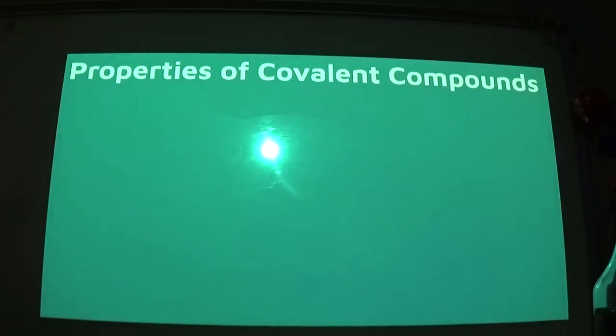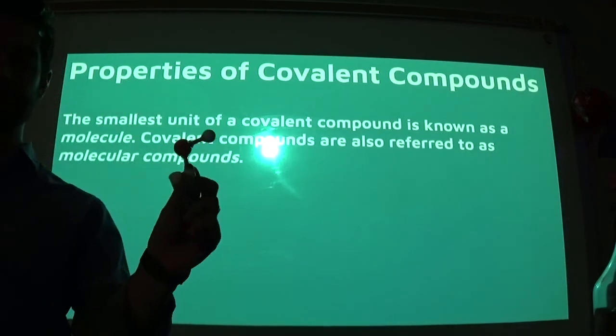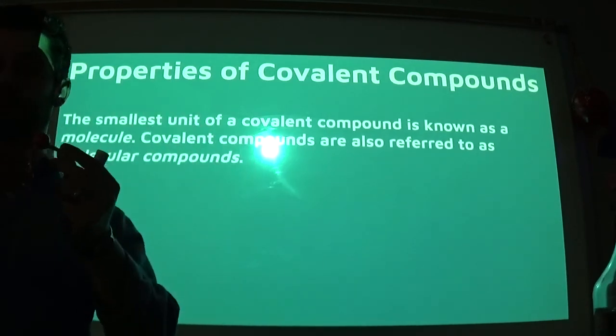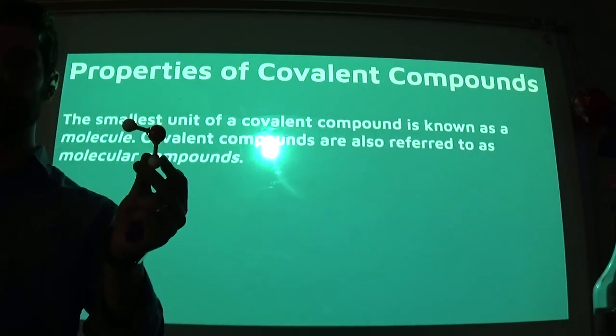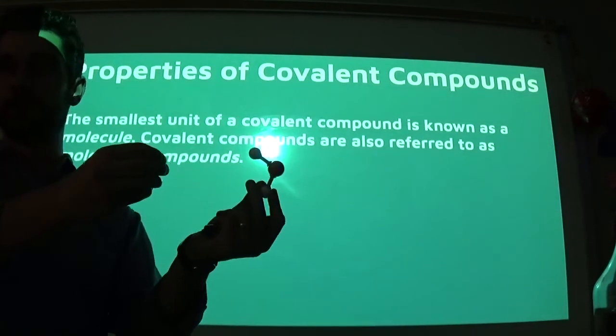When we refer to particles of a covalent compound, we refer to them as molecules. This is different from ionic compounds. Those are not molecules. I'm going to hold this in front of the camera so we can see. Molecules are distinct particles, and they are not bonded to each other. So this is a model of a water molecule. If I had another water molecule, they would not be bonded. They would just be floating around each other.